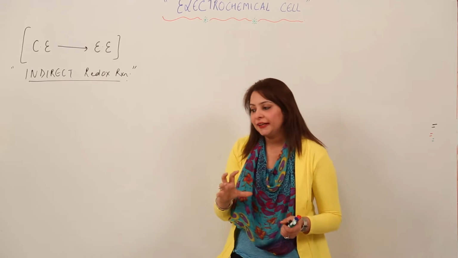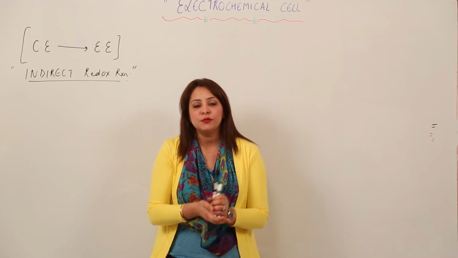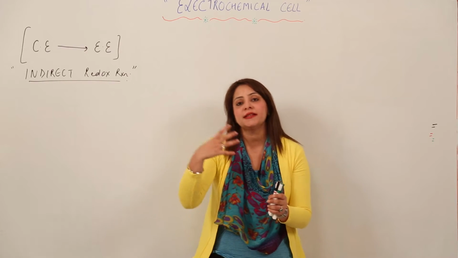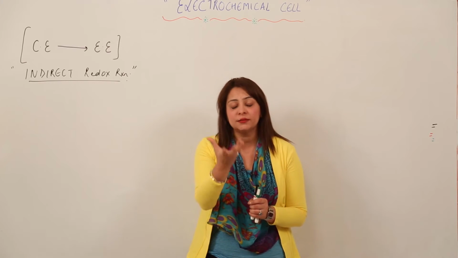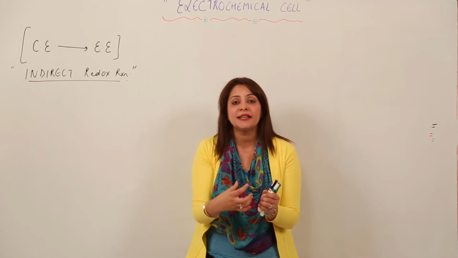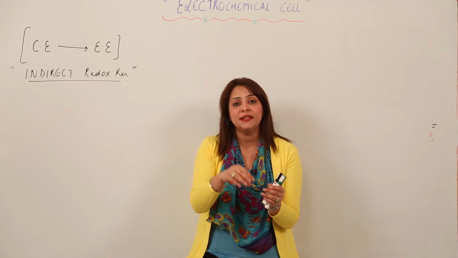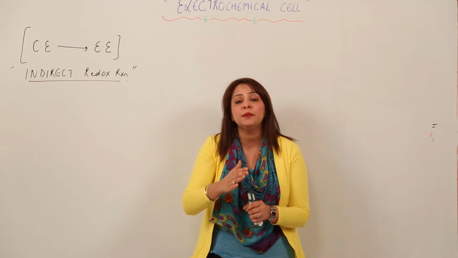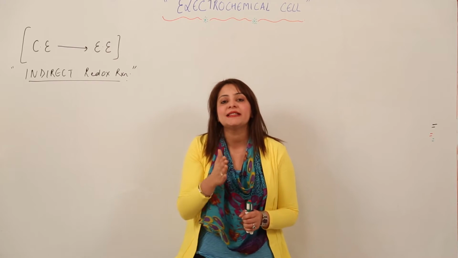But earlier we were doing the redox reaction in a direct manner. That means we were taking a beaker, and in the same beaker some atom was losing an electron and some atom was gaining an electron. Oxidation and reduction were taking place in the same beaker. The electrons given by one atom remained in the same beaker and were taken up by some other atom. So the electron was not allowed to travel a long distance, and in that case it is called a direct redox reaction.